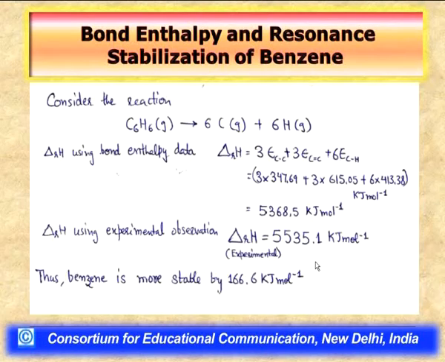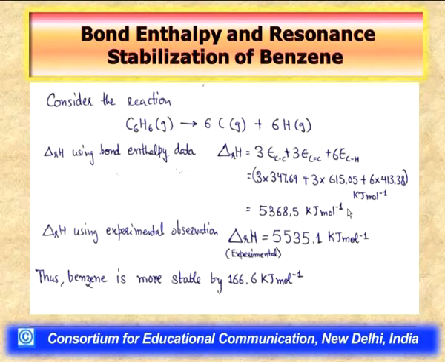The bond enthalpy data tells us that we require only 5368.5 kilojoule per mole of heat in order to bring about this reaction. The experimental value tells us that the experimental setup requires 166.6 kilojoule per mole of heat more than that which has been calculated by bond enthalpy data.